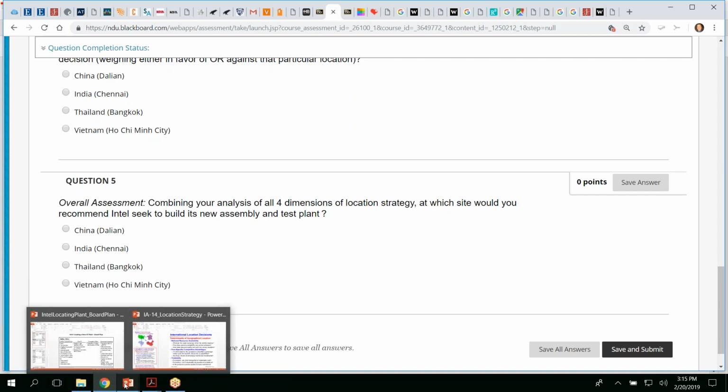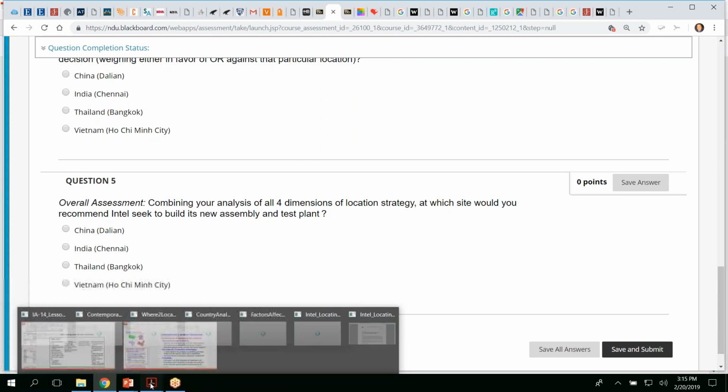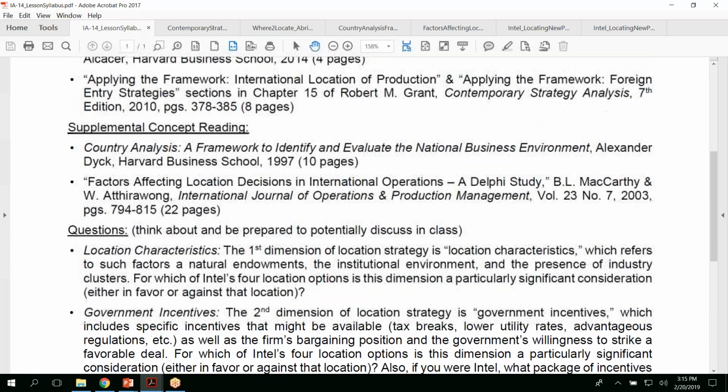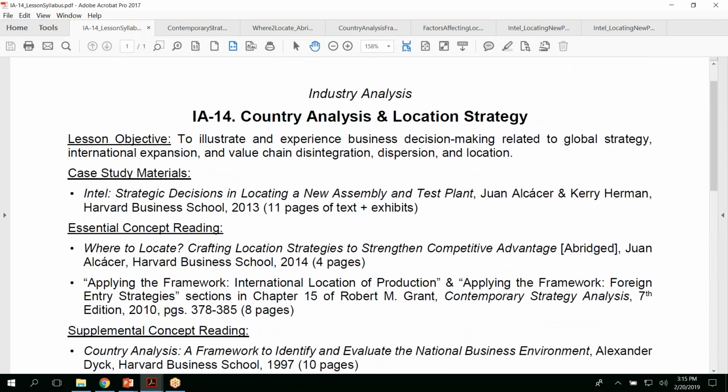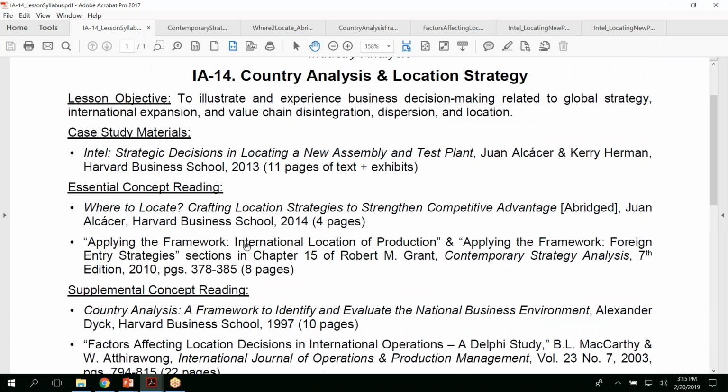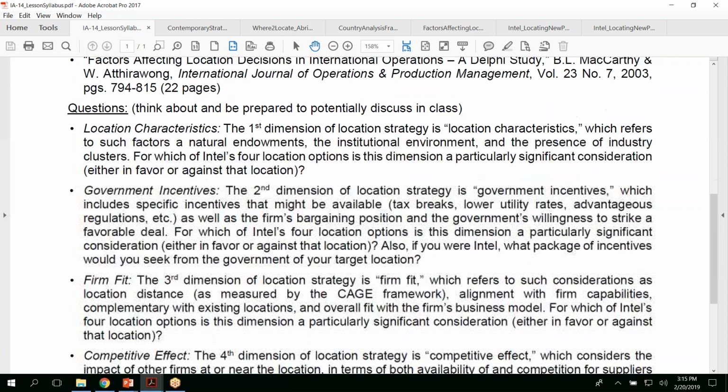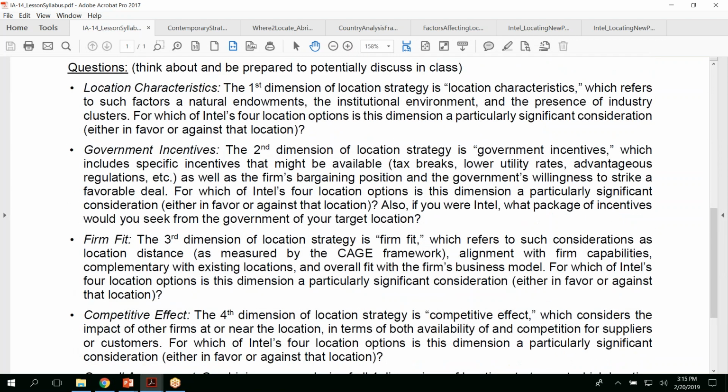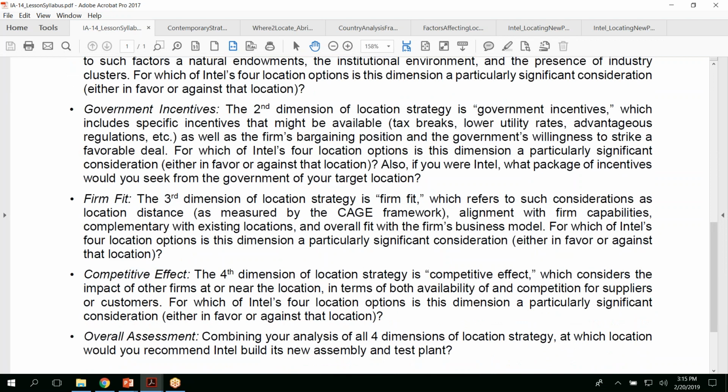So understand that. So again, students will have, let's go back to the syllabus here. Prior to class, they hopefully will have read the case study. They will have read these concept readings, background. Again, not a lot, 4 pages on here, 8 pages there. Very little reading beforehand in addition to the case study. And they will have been asked 5 questions, 1 for each of the 4 dimensions of location strategy, and 1 overall assessment, right? They will have applied in their minds the framework before coming into class to facilitate that discussion in class. Okay, so then once they've done that, right?